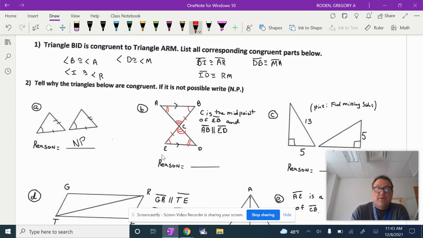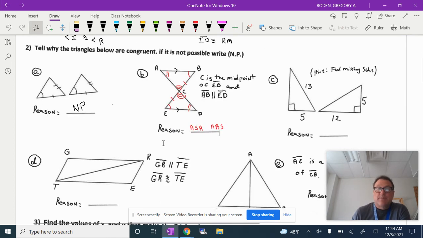So there's a couple things you could do here. You could do ASA, or it looks like you could do angle angle side also. ASA or AAS looks like the ones that work. Remember, guys, if ASA works, AAS always also works, okay? So those are what you should have. You should have ASA or AAS for that one.